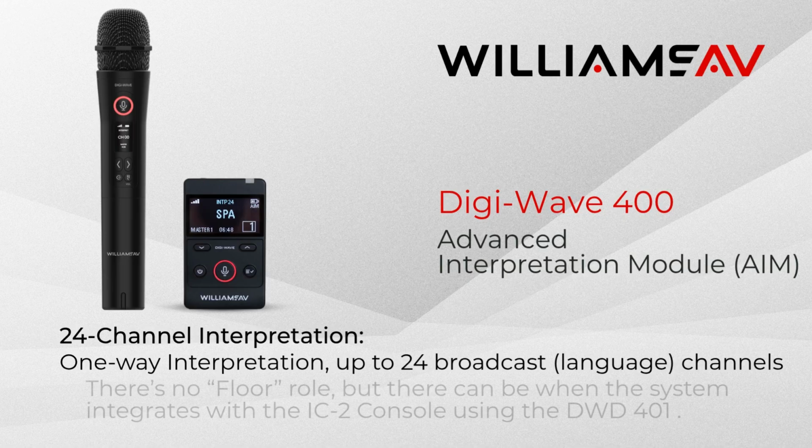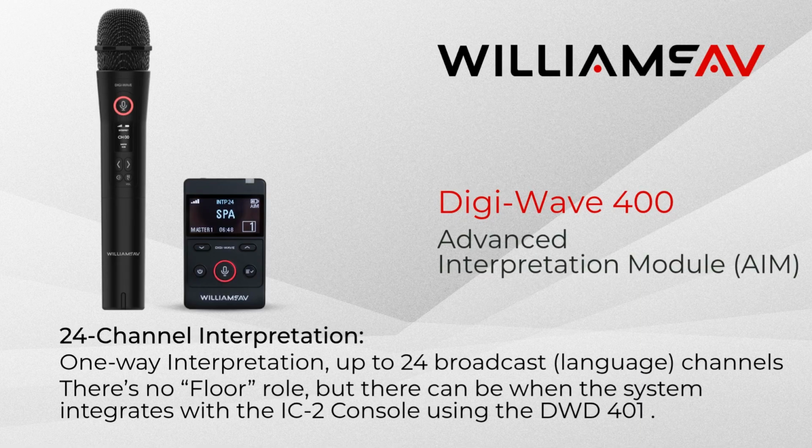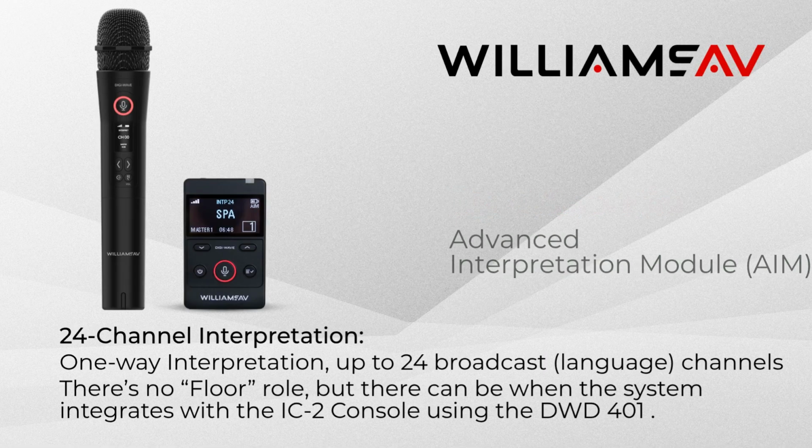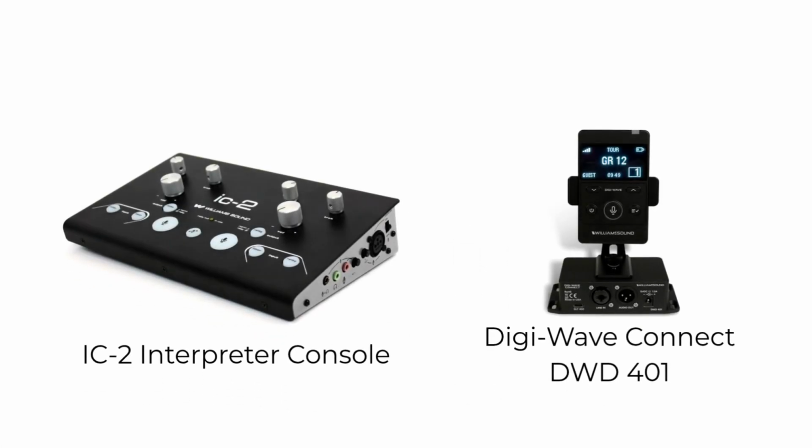However, since this is one-way interpretation mode, you won't have the floor channel, or channel 0, like in standard interpretation mode. This means that interpreters using a DLT can't directly hear the floor language through the DLT itself. Instead, the interpreter may hear the floor or presenter live in the environment, or they can use a Williams IC2 interpretation console, which receives analog audio directly from the microphone on the floor or from a mixer. The IC2 console is then integrated with the Digi-Wave system via the Digi-Wave Connect or the DWD401 interface. If you're interested in this setup, we have another video dedicated to IC2 integration where we walk you through that process.